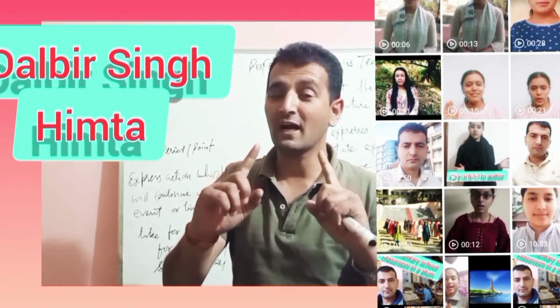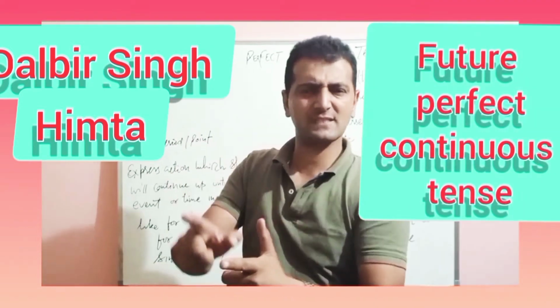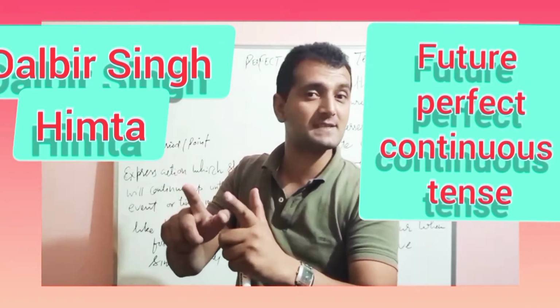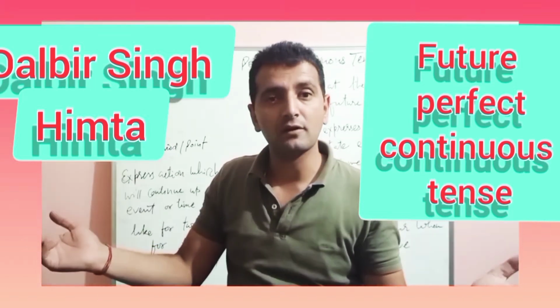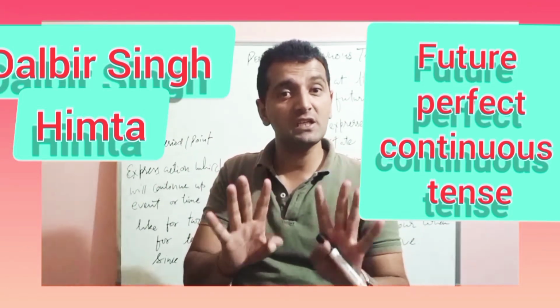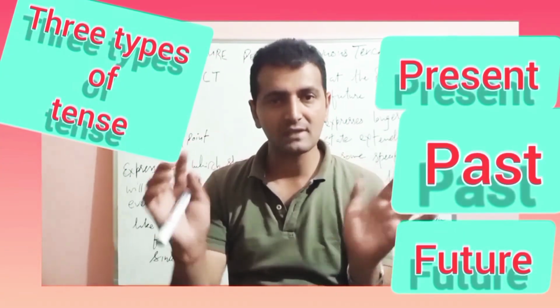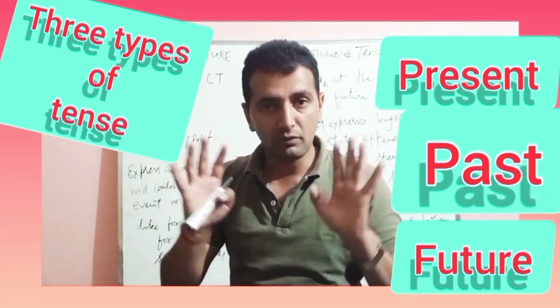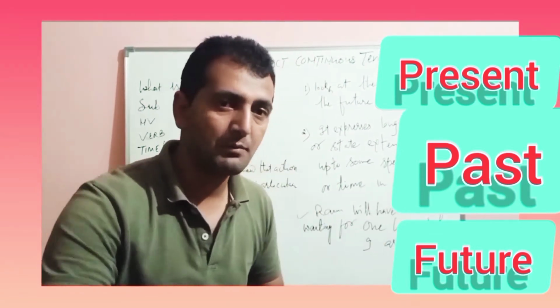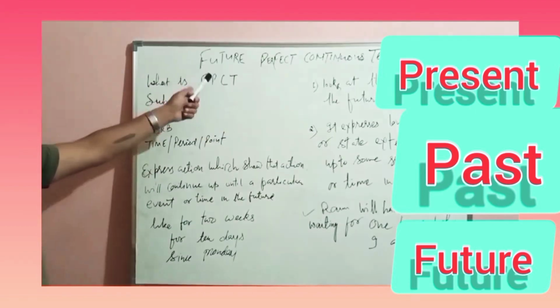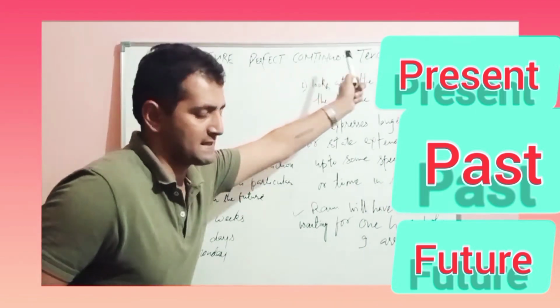You are here with me again with the last section of tense. Which one is the last here? Let's see, you have 3 types of tense and all 3 have been divided into 12 parts, and today we are going to discuss the last part, the last section, the future perfect continuous tense.